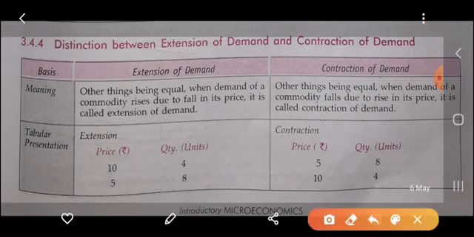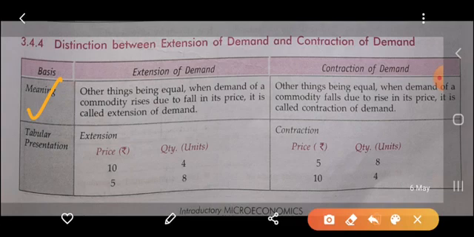Okay, let's start. What is the meaning of the extension and the contraction of demand? Other things being equal, when the quantity demanded of any commodity rises due to a fall in its price, it is called the extension of demand. Okay, you know very well, change in quantity demanded.